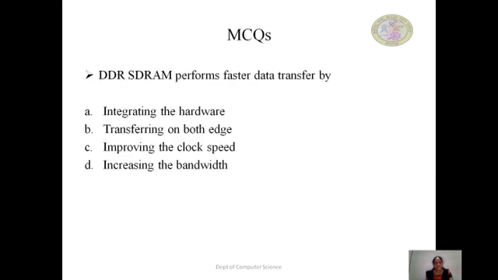The next question, the DDR SDRAM performs the faster data transfer by option A, integrating the hardware, option B, transferring on both the edges, option C, improving the clock speed, and option D, increasing the bandwidth. The DDR SDRAM will perform the faster data transfer by transferring the data on both the rising edge and the falling edge of a clock cycle. So option B, that is transferring on both the edges.